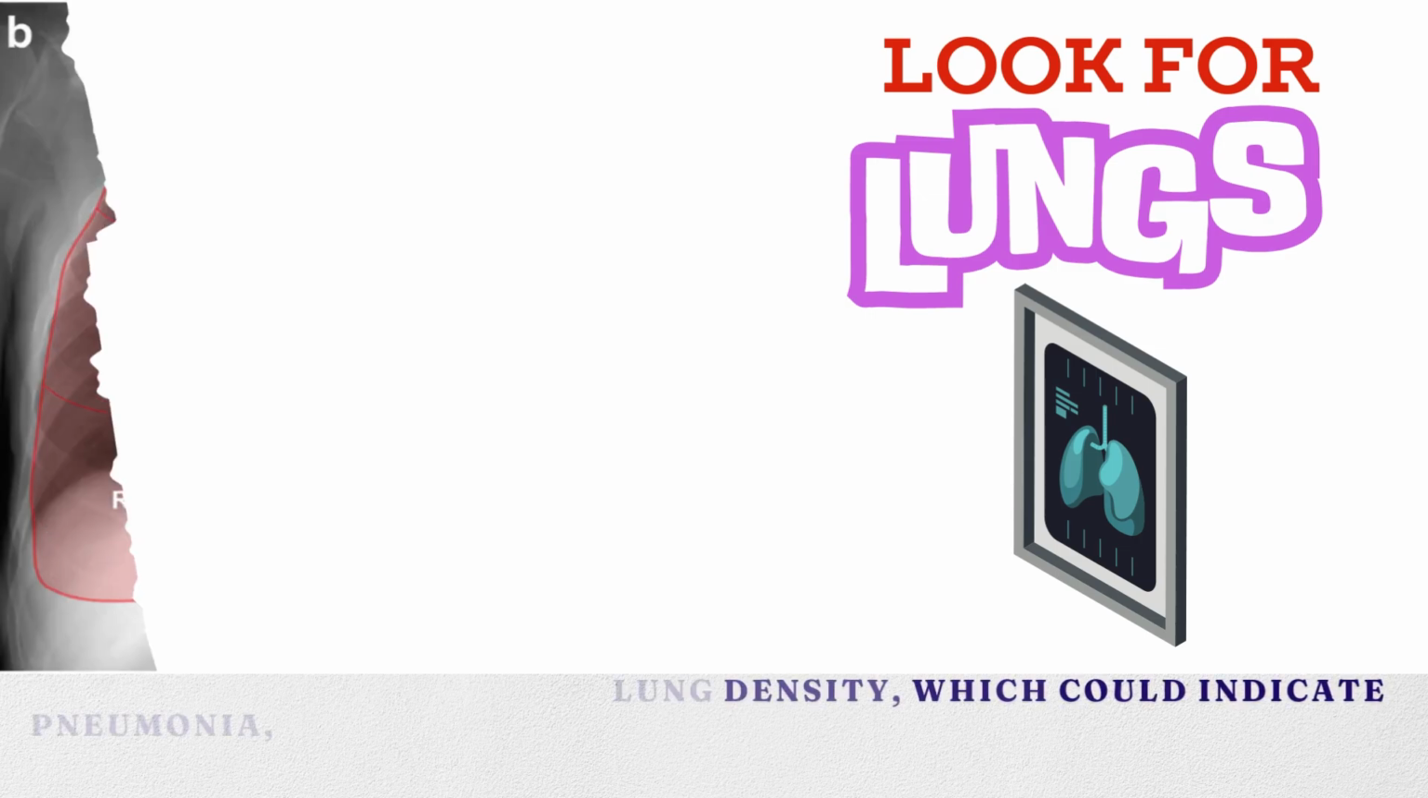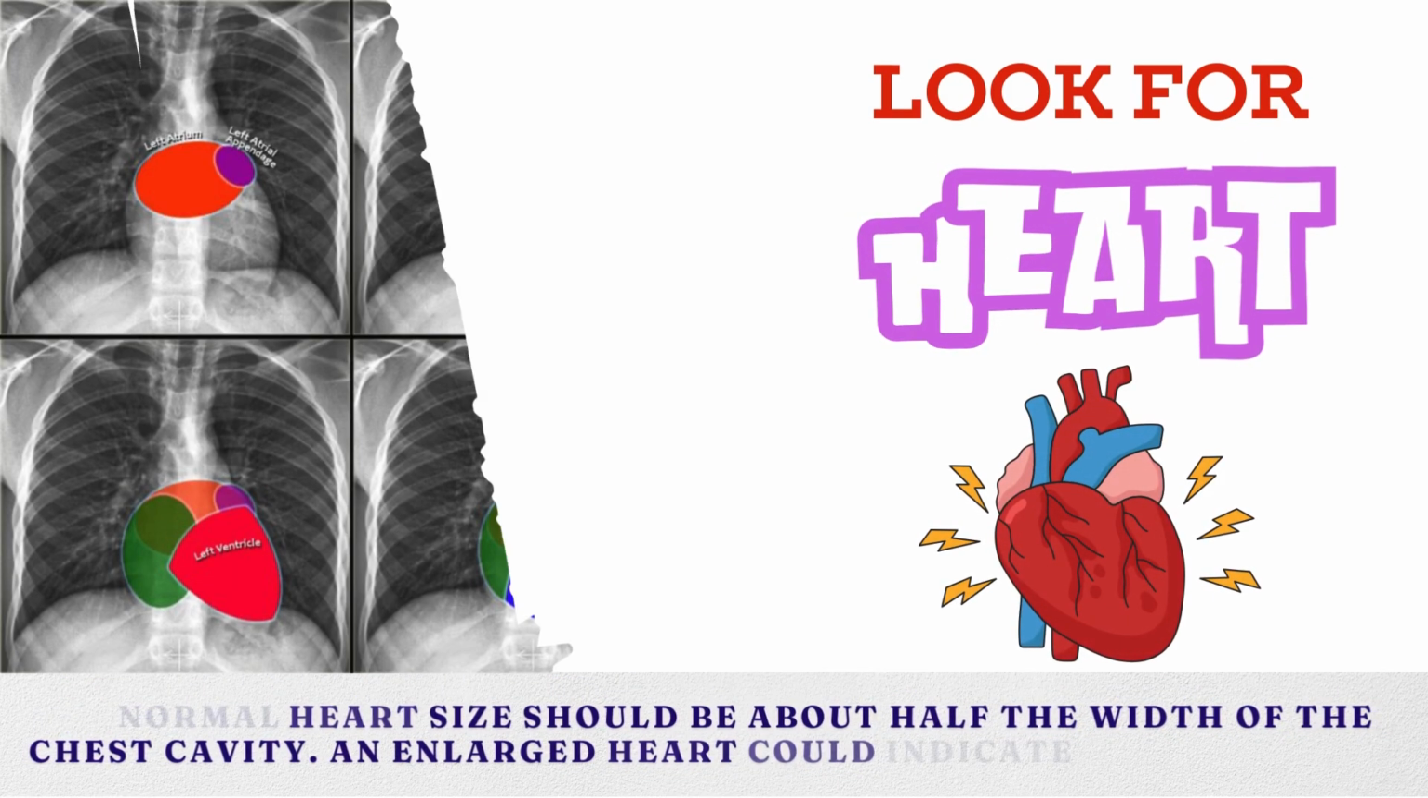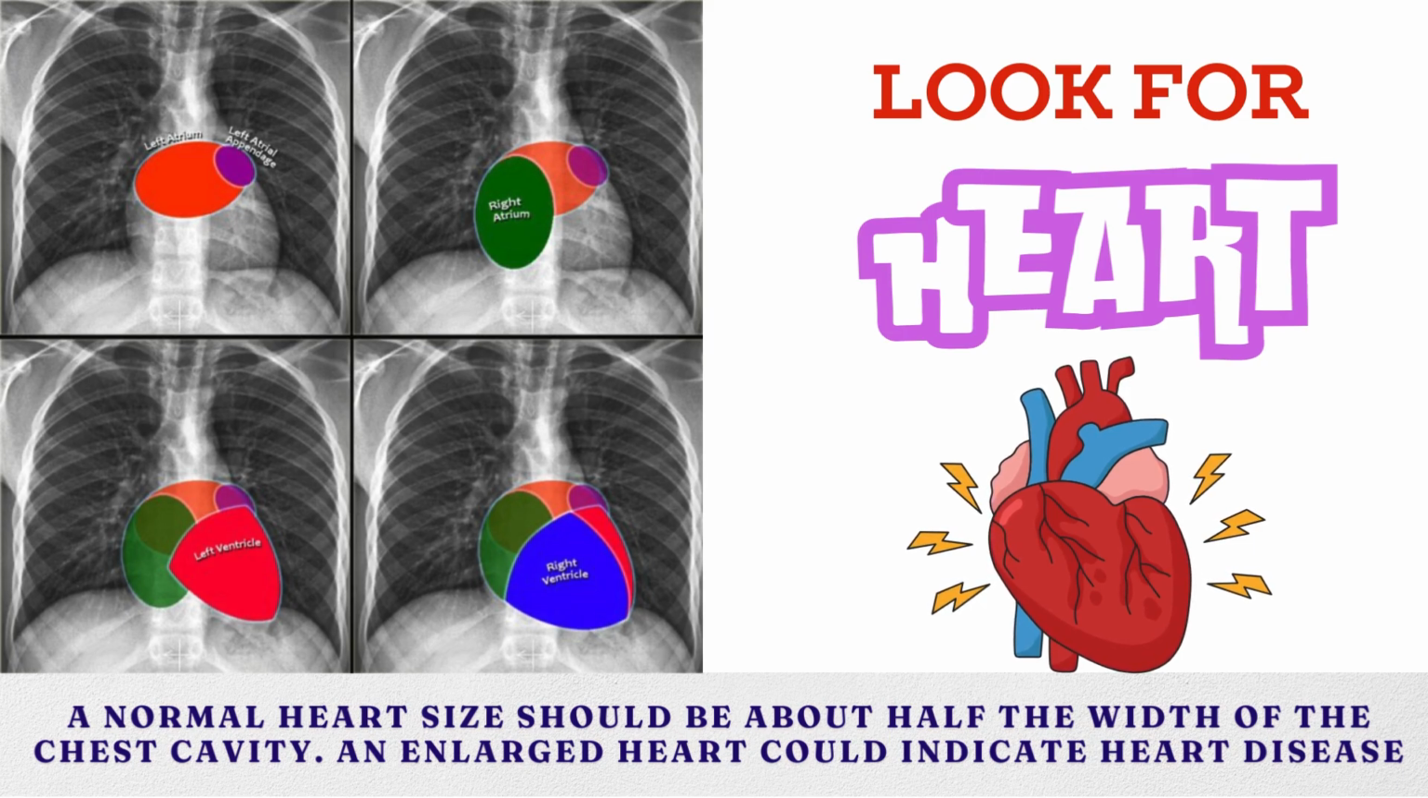Examine the lungs. Look for any changes in lung density, which could indicate pneumonia, lung cancer, or fluid buildup, like in congestive heart failure. Inspect the heart. A normal heart size should be about half the width of the chest cavity. An enlarged heart could indicate heart disease.